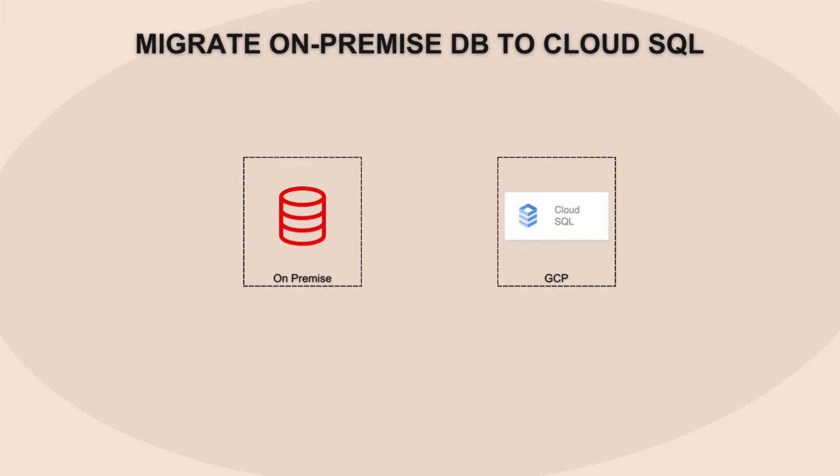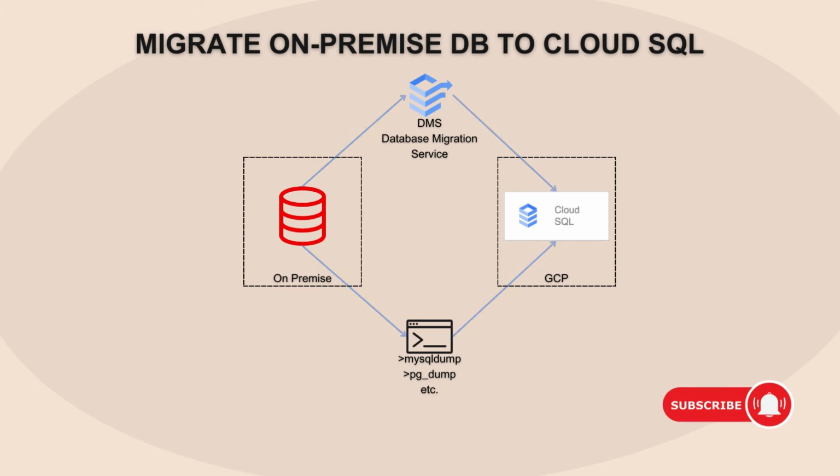Google offers several tools and services to facilitate the migration of on-premise databases to Cloud SQL. Database Migration Service provides secure and easy migration. Manual dump and restore means you can use standard tools like mysqldump or pg_dump, followed by data restore.